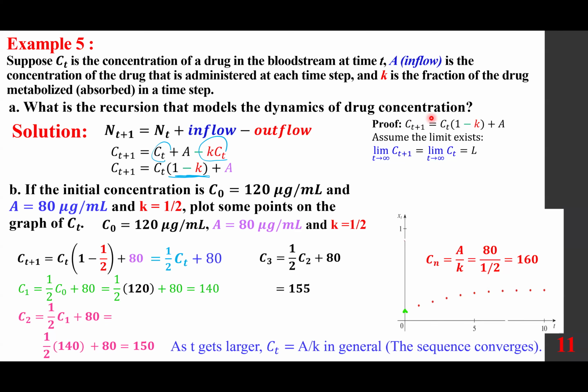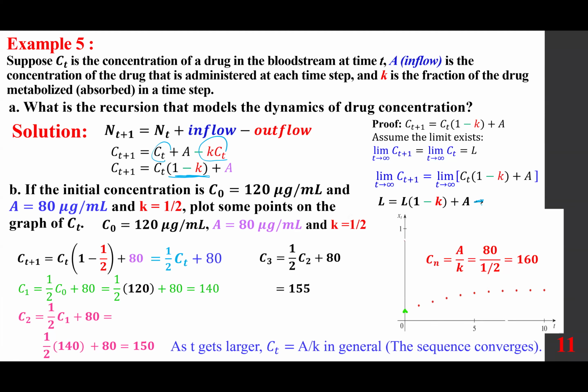Let's take a limit of both sides because this is equal to that. The limit of both sides must be the same. Limit of the left as t approaches infinity is the limit of the right as t approaches infinity. And we said this limit, we can replace it with L. This limit for C sub t, we can also replace it with L. So this becomes L. This becomes L times 1 minus K plus L.